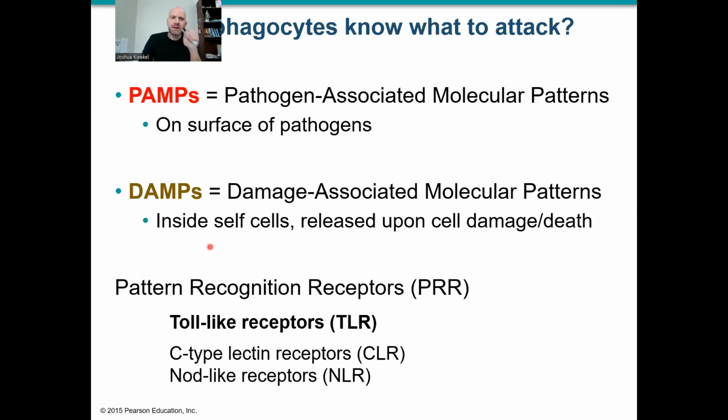A PRR, pattern recognition receptor, is a toll-like receptor, TLR. There are also C-type lectin receptors and NOD-like receptors. All of these have a very similar role. The toll-like receptors are the ones you probably hear about the most. Toll-like receptors can identify a PAMP or a DAMP. They bind to a PAMP or a DAMP, and once they bind, they get activated.